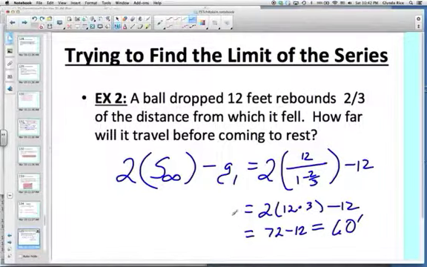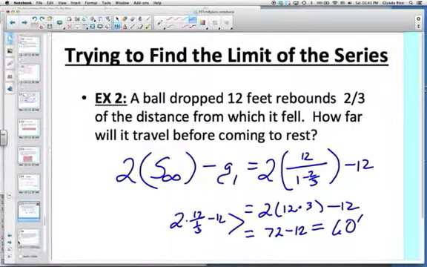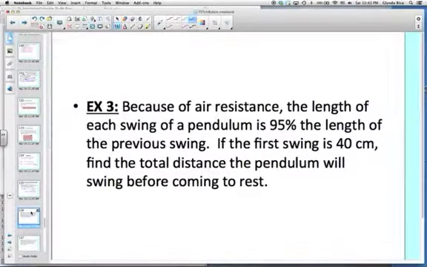By the way, if you missed this step, it was doing 2 times 12 over 1/3 and then subtracting 12. But instead of dividing by 1/3, we multiplied by its reciprocal, 3. Look how much easier it is when you plug it all in. It keeps bouncing, but eventually it bounces so little that it does not add up to the sum.